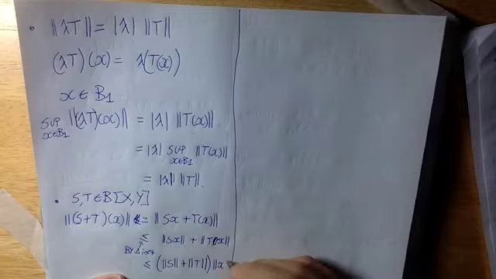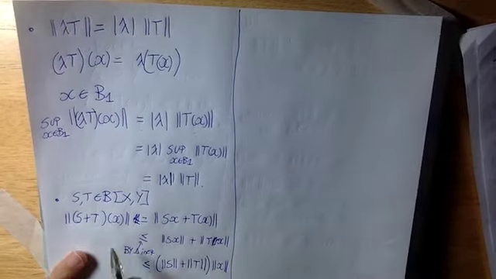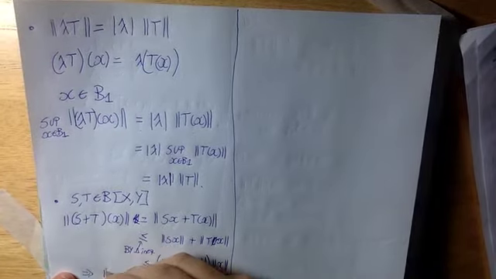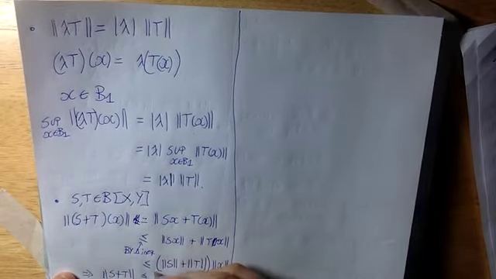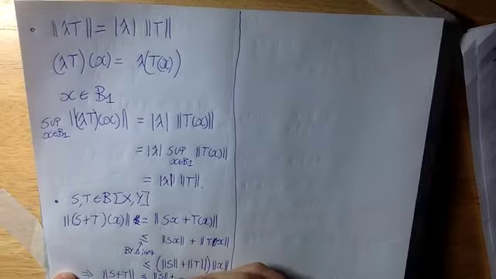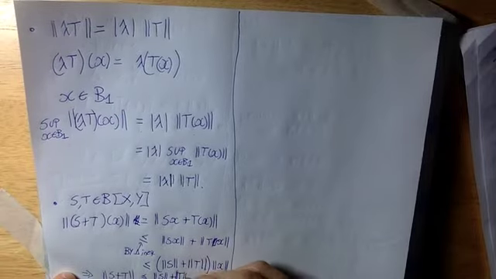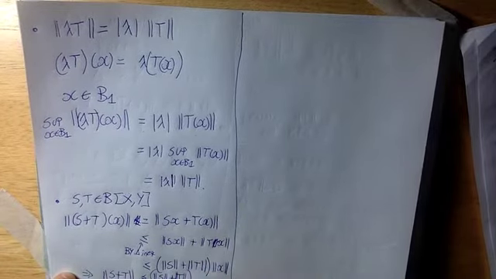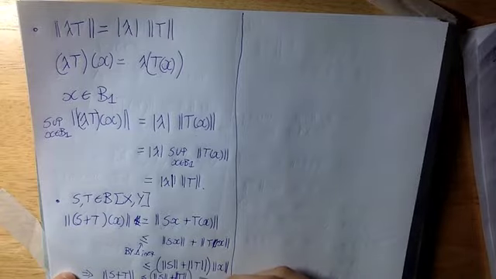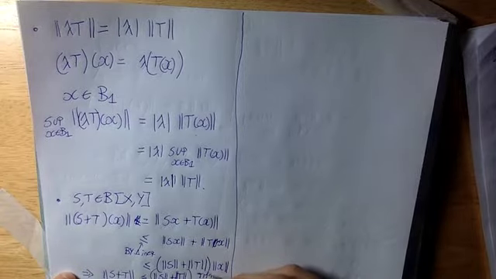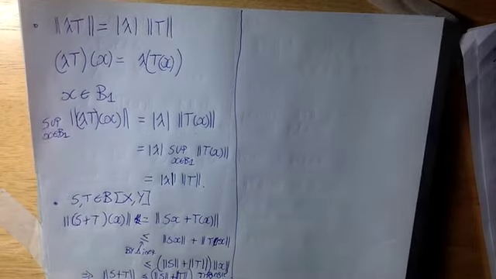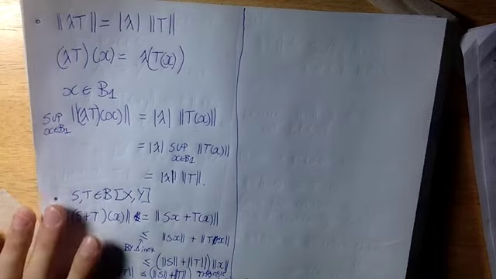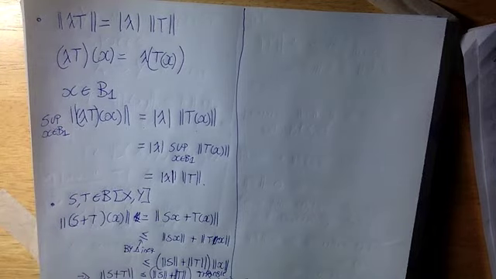Okay, so then in particular, this implies that the norm of S plus T is less or equal than the norm of S plus the norm of T. Okay, and this is the triangle inequality. Okay, so this finishes the proof for this specific example.